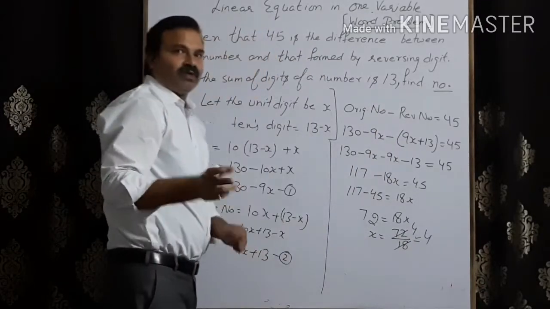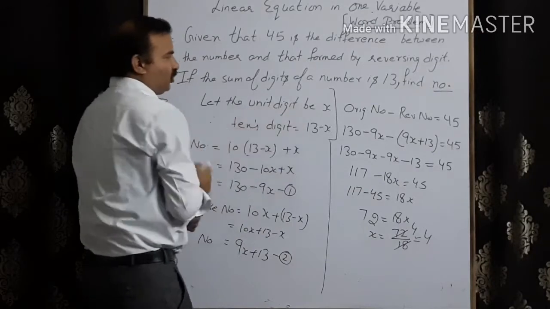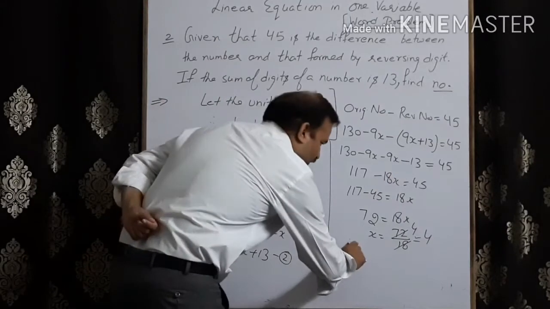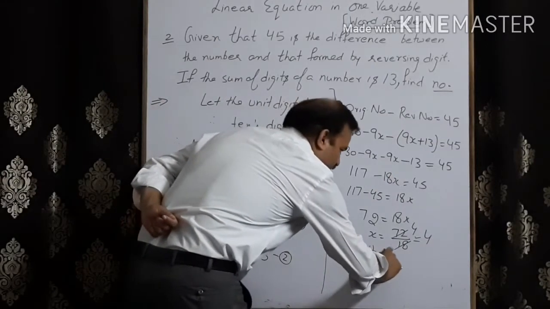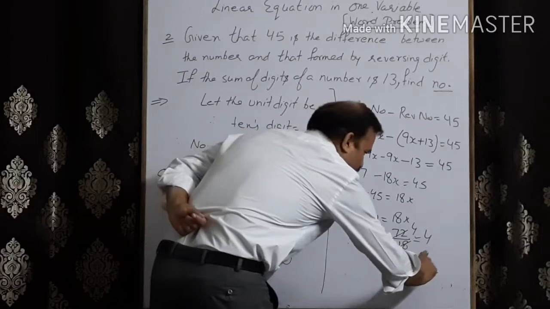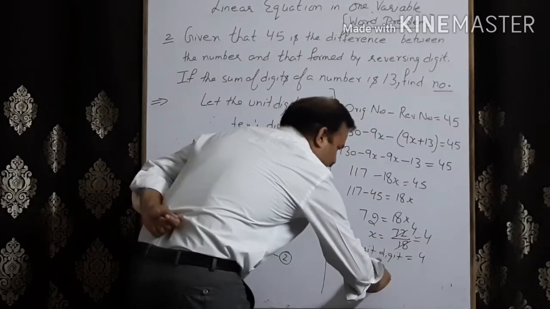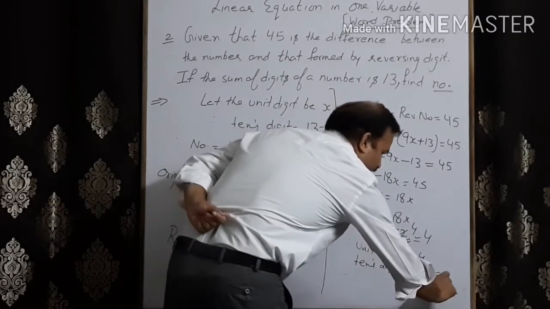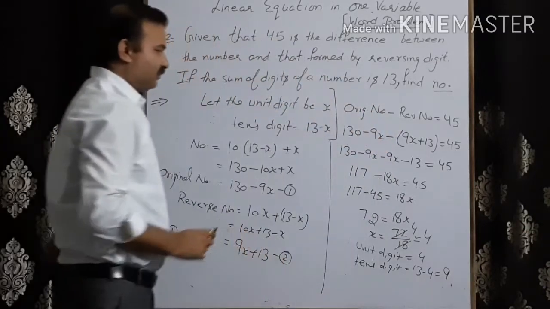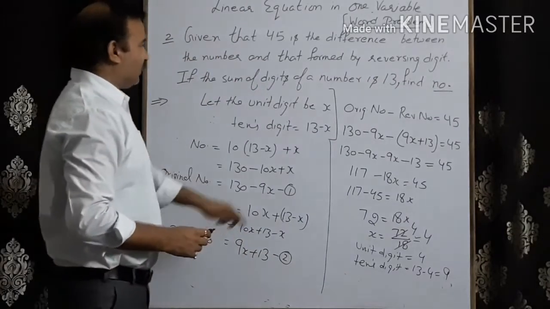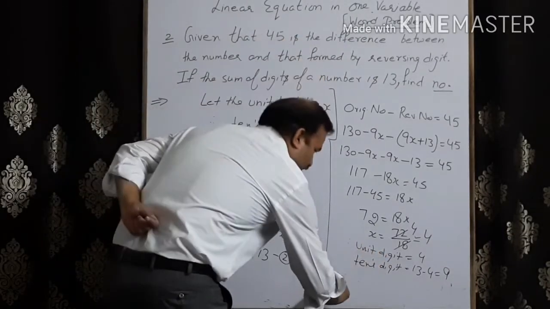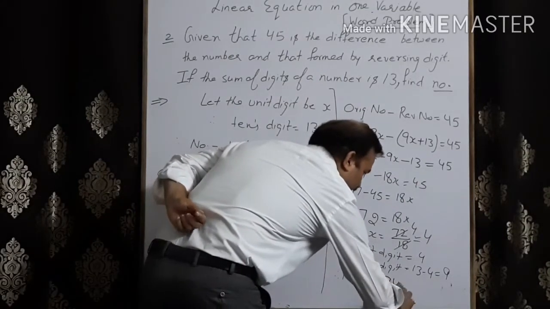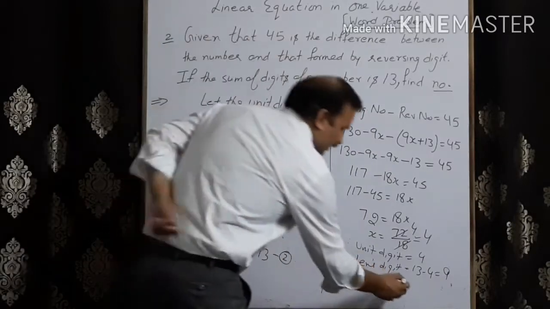And what was x? What we considered was the unit digit. So if the unit digit is x, therefore unit digit is equal to 4, and tens digit is equal to 13 minus 4, which is 9. Fine. So what will be the number? Therefore the number is equal to 94, and this is the answer.